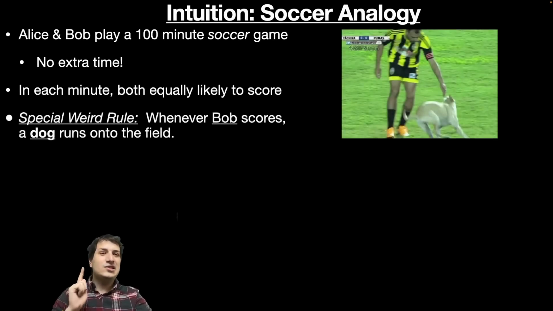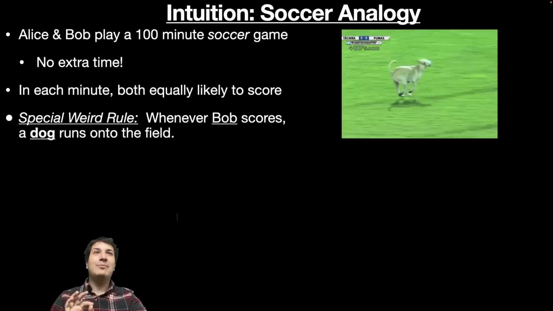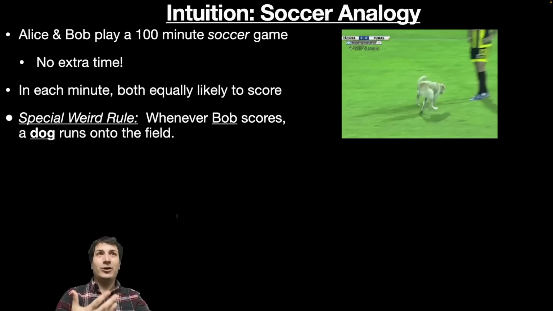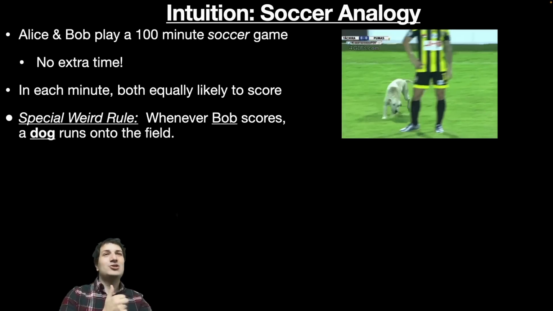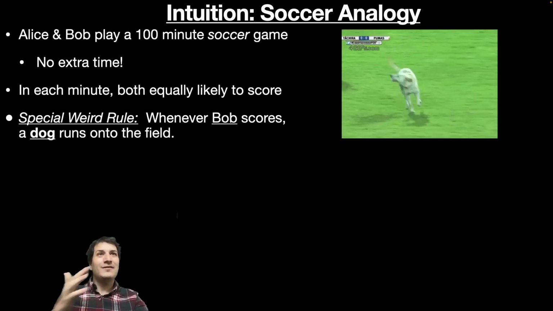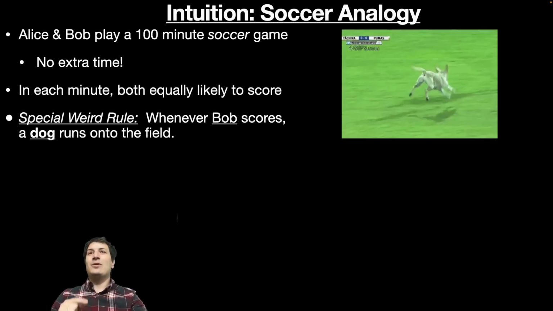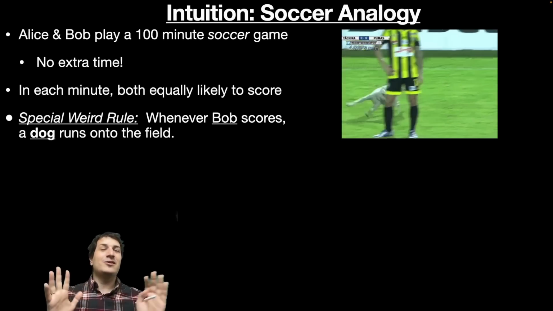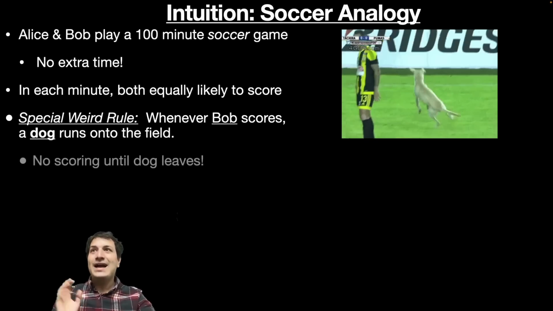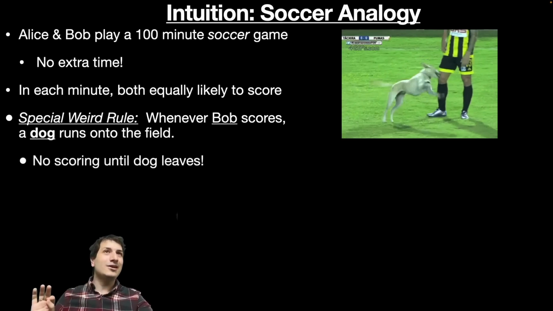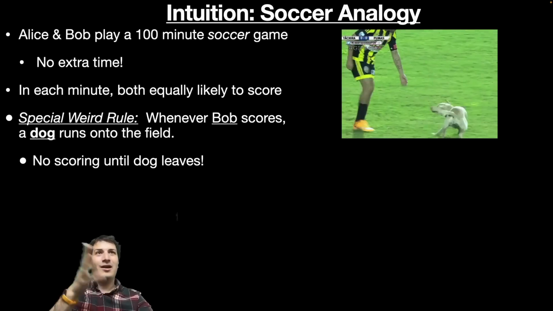Okay, here is the special weird rule that gives Bob the advantage. And I'm going to explain why this weird rule is like the situation in the coin flip game. And hopefully that'll give us some intuition of what is going on in the coin flip game. The special weird rule is that whenever Bob scores, a dog runs onto the field. And this dog is going to distract everybody, and nobody can score until the dog is off the field. So the dog is sort of going to run out of the field and waste some time.